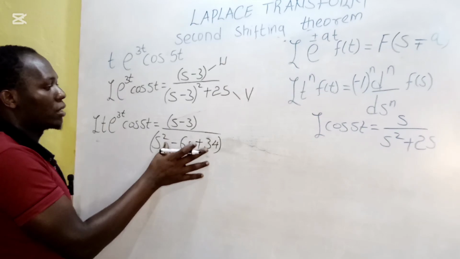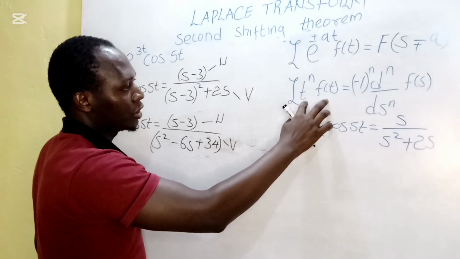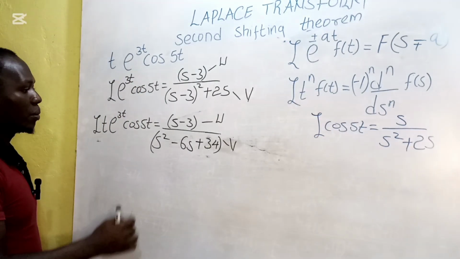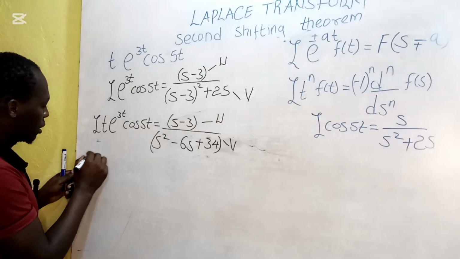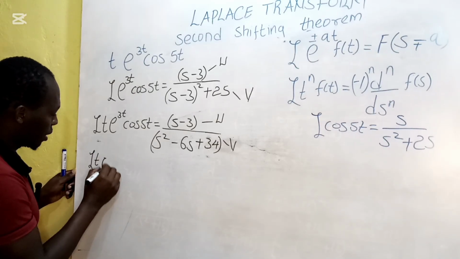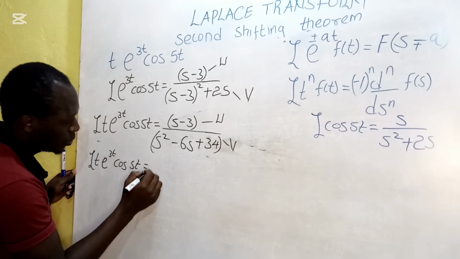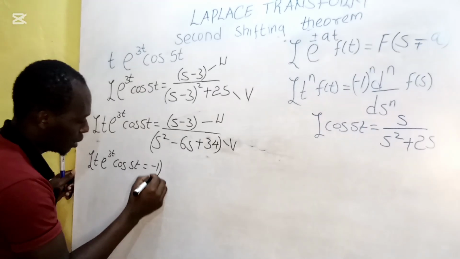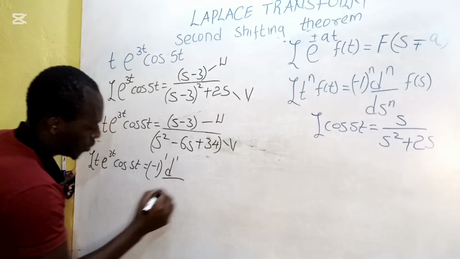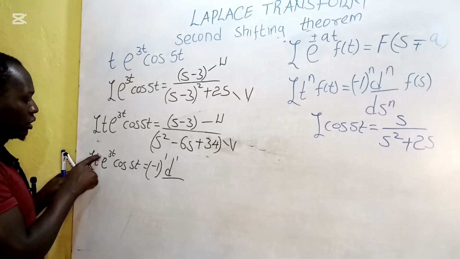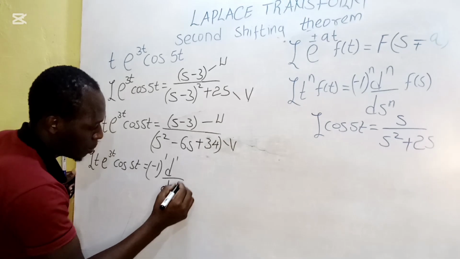So this is now the simplified form of our function here. Let us now use the second shift theorem. In the second shift theorem, we understand that the Laplace transform of t exponential 3t cos 5t is going to be equal to negative 1 raised to a power of 1, d to the power of 1 over ds to the power of 1, because here t has a power of 1.